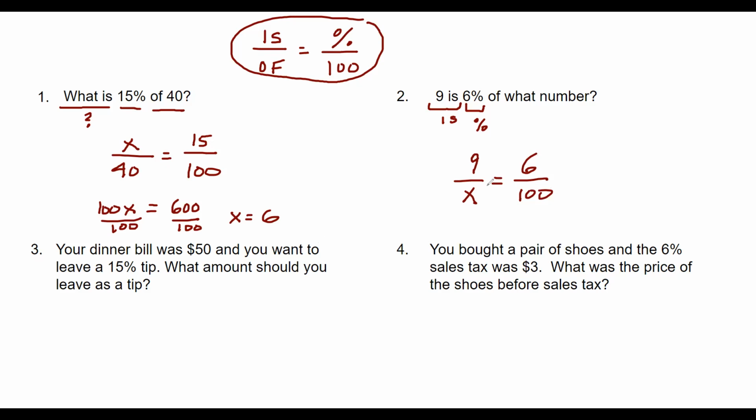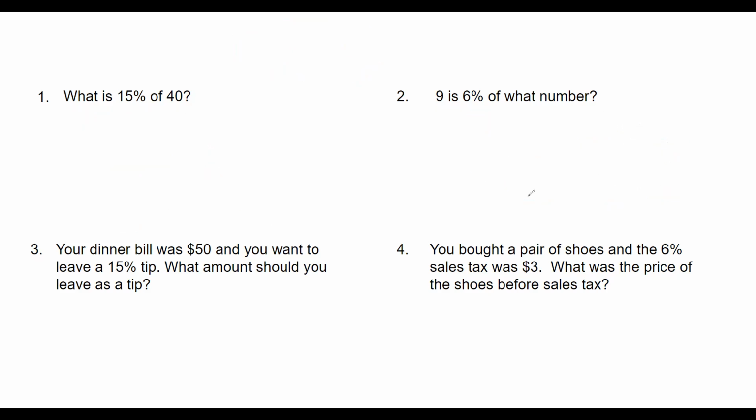So let's multiply with the x first. 6x is equal to 9 times 100. That is 900. Then we divide both sides by 6 because we want to cancel that 6 out. x is equal to 900 divided by 6. Use your calculator. x is equal to 150. Let me clear out those drawings to eliminate that distraction. Now we're going to move into word problems.